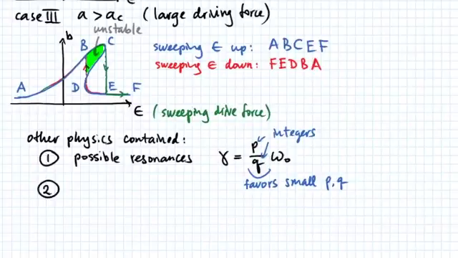Another behavior that is included in the Duffing equation is chaotic behavior that occurs for certain choice of parameters. And we will be studying chaos in the remainder of this course.